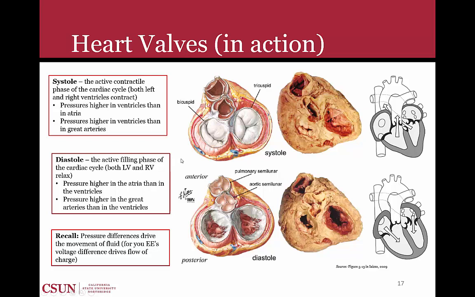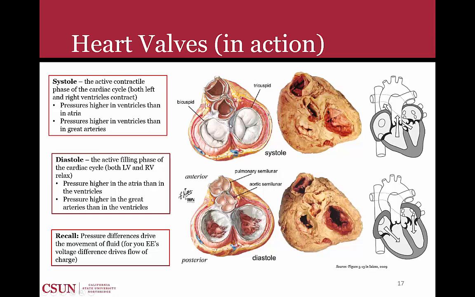That means the pressure in the left and right ventricles is higher than in the atria, and that also means that the pressure in those ventricles is higher than in the great arteries connecting to them. So for instance, in systole, the pressure in the right ventricle is greater than in the pulmonary artery, and also greater than in the right atrium. In that case, you're going to have the pulmonary valve open up because that pressure difference will dictate that, and you're also going to have the valve from the right atrium to the right ventricle being closed.